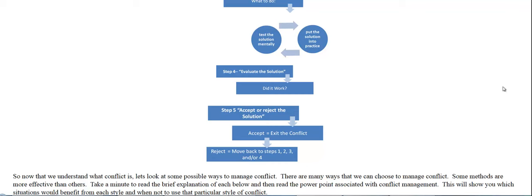And it may be just that, well, maybe I rejected it, but I need to think about it again. So let's just move back to step 4 and evaluate the solution one more time. Or maybe you really do need to test it. Maybe you tested it at a bad time.